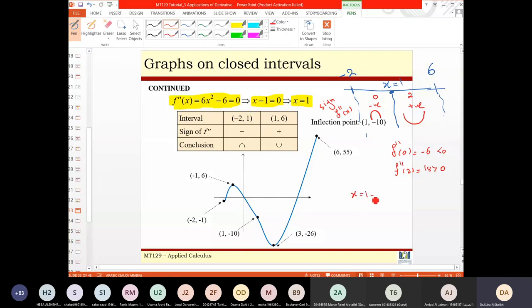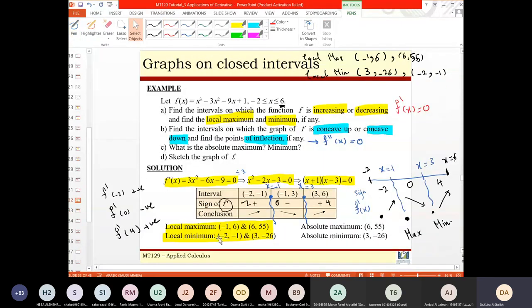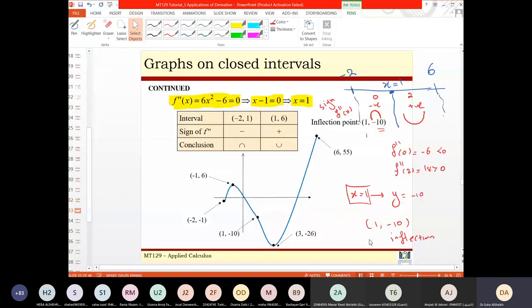Of course for x equal 1, I need its y. I have to get the y that comes with this one, and the y that comes with this one is equal to minus 10. So the point 1 and minus 10 is the inflection point. Now I gather all the points. Here I have 4 points, local maximum and local minimum, and one of them is the absolute maximum, one of them is the absolute minimum. And then I draw the inflection point as well, which is the point 1 and minus 10, and I draw the curve.